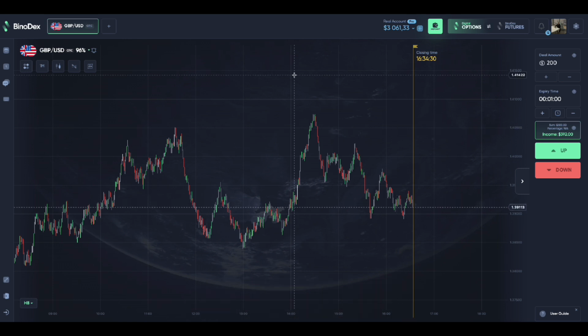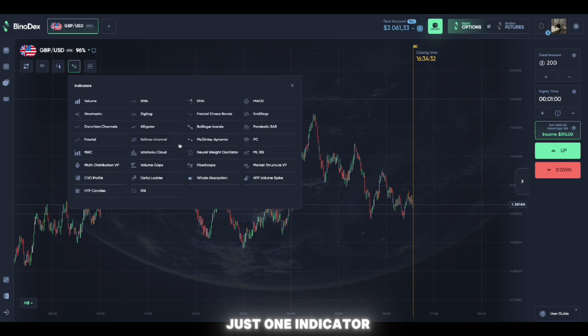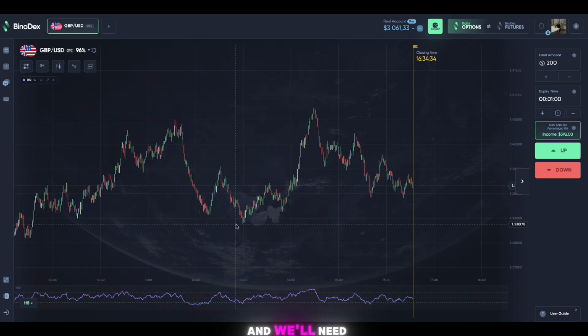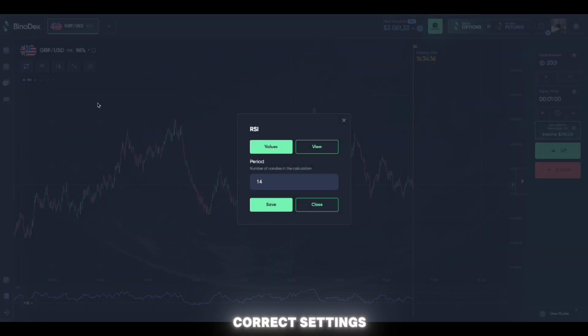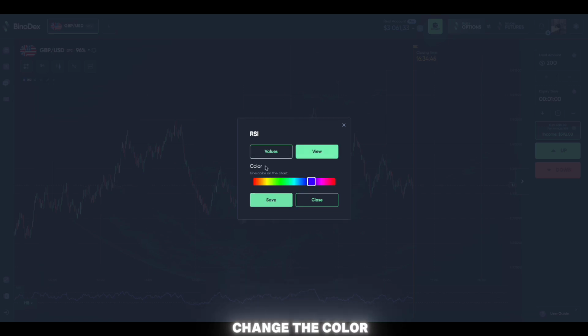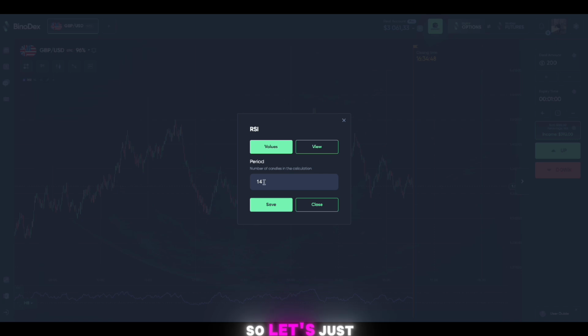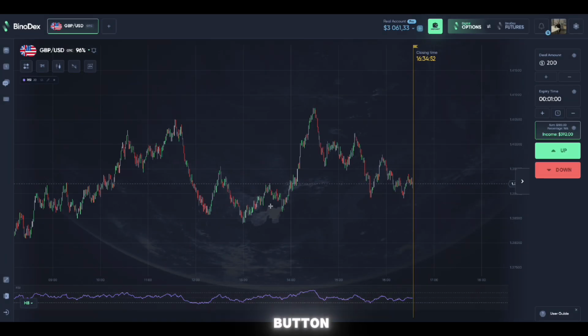And let's get started. To trade using this strategy, we will need just one indicator, the RSI indicator, and we'll need to set it up with the correct settings. Here, instead of 14, set it to 20 and click Save. That is, you need to change the period specifically. In this specific section, we can only change the color settings, so let's just set it to 20. And then click the Save button.